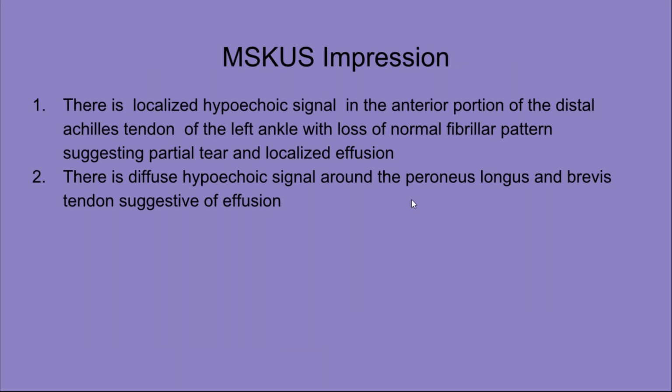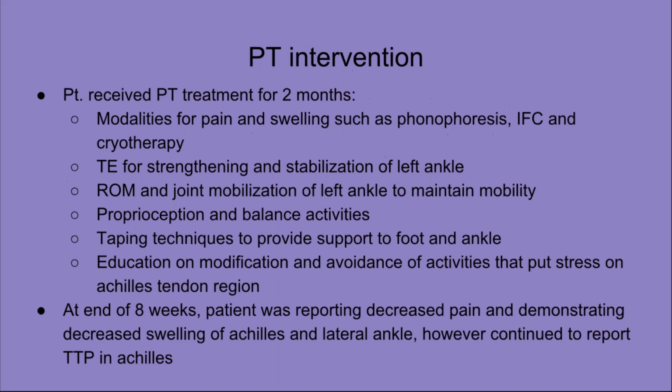So my impression was that there was localized hypoechoic signal in the anterior portion of the distal Achilles tendon of the left ankle with loss of normal fibrillar pattern, suggesting a partial tear and localized effusion. And there is diffuse hypoechoic signal around the peroneus longus and brevis tendon, suggestive of effusion.